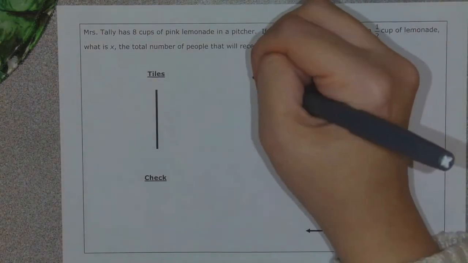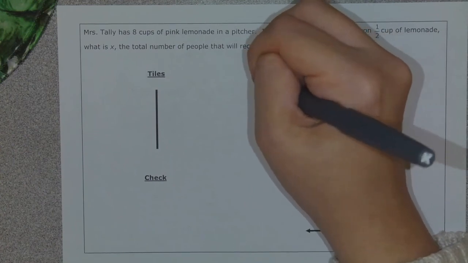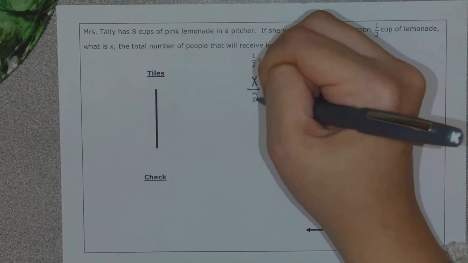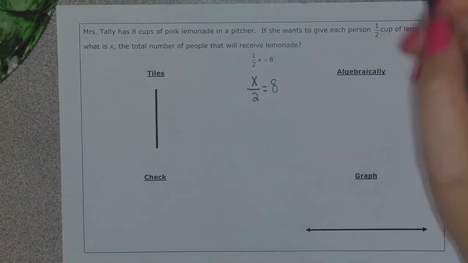I'm going to rewrite this. So I'm going to put, again, the X as my numerator. And again, I can do that because my numerator is currently 1. So X divided by 2 is equal to 8.